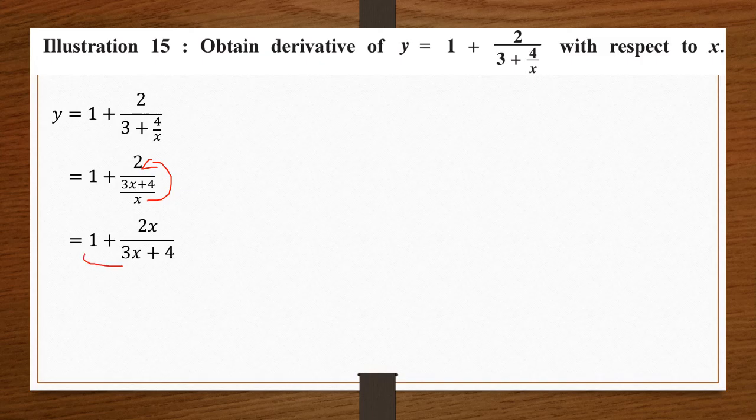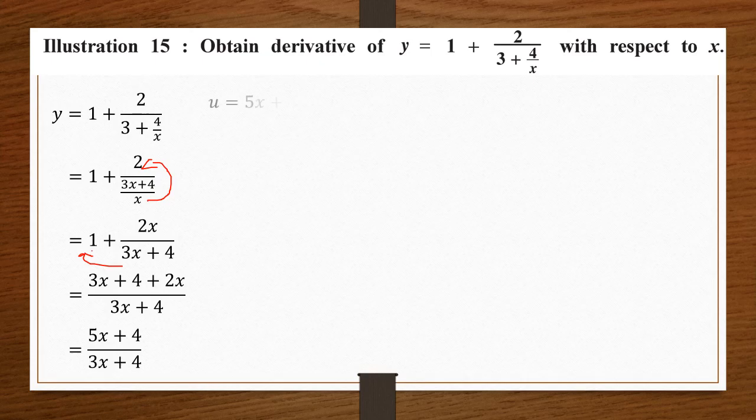Next, this part will go here as an LCM. So 3x plus 4 into 1 will be 3x plus 4 plus 2x, and in the common division we will get 3x plus 4. So the final form of our question will be 5x plus 4 divided by 3x plus 4. Now as you can see, this is a division, so we are going to use our third working rule of division, where the numerator is taken as u and the denominator is taken as v.